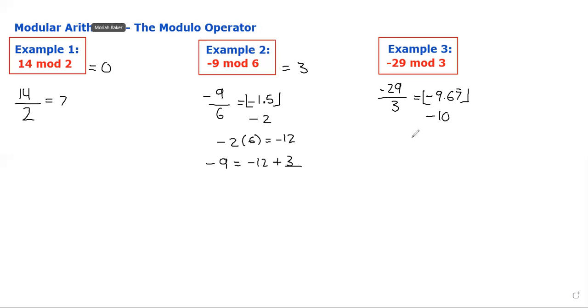Now we're going to take -10 and multiply that by our second number, which again, in this case is 3. And that's going to give us -30. And then we'll write it out like this. -29 is equal to -30 plus some positive remainder. Obviously here, it's just a +1, and our solution is equal to 1.